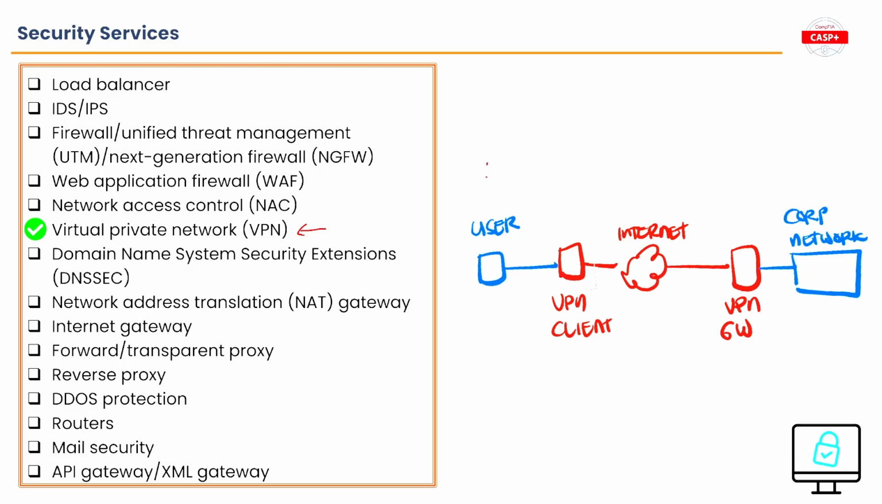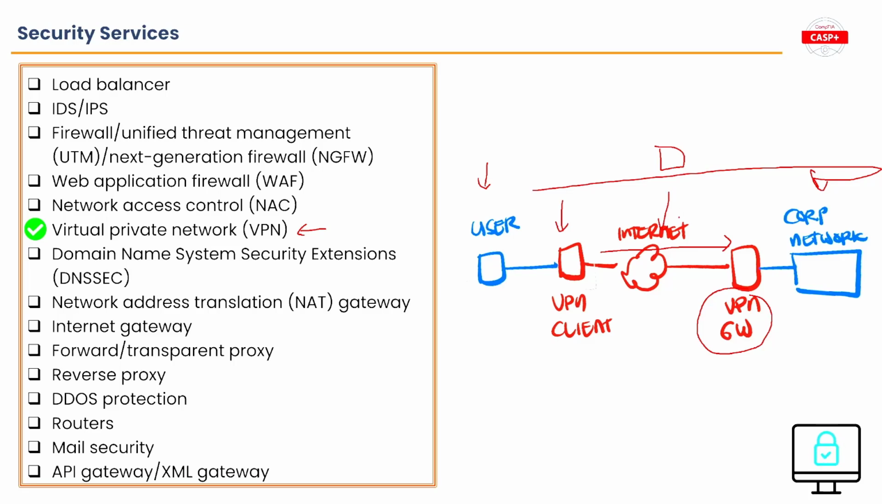So in this illustration, a user, let's say working from home, has to connect to the corporate network. He will use a VPN client to establish a VPN tunnel via the internet going to the corporate network using the VPN gateway. So if there's an attacker here, he will not be able to see whatever traffic is being sent on the tunnel, because it is encrypted. So that's the purpose of a virtual private network.